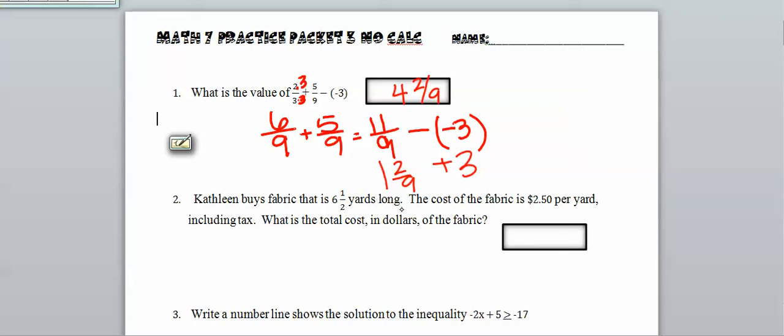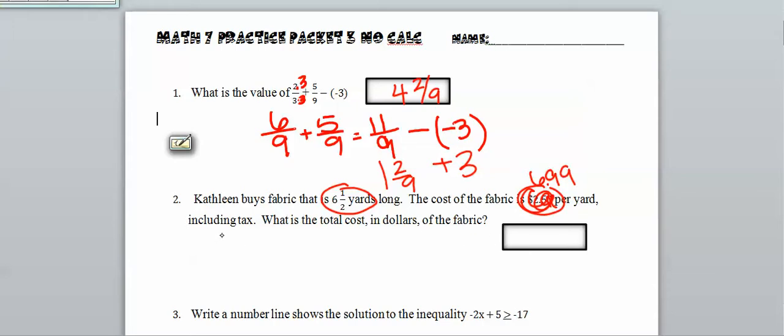Okay, in the next one, Kathleen buys fabric that is 6 2/3 yards long. The cost of the fabric is $2.50 a yard. Okay, just kidding, I think I changed that to $6.99 on your packet. So it's $6.99 a yard, and that's including the tax. So what is the total cost in dollars of the fabric?